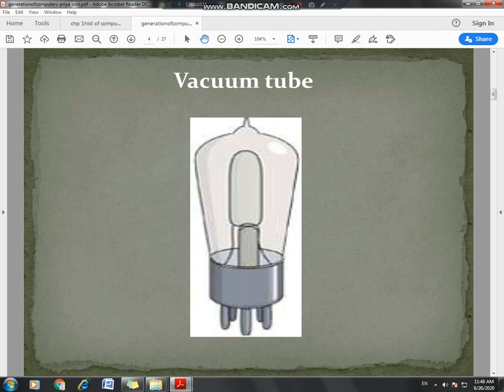Which had this yellow light. They used to produce a lot of heat, plus they used to consume a lot of electricity. And the same problems we experience in the first generation computers. They produced so much heat and consumed so much electricity that it was very difficult to maintain them.